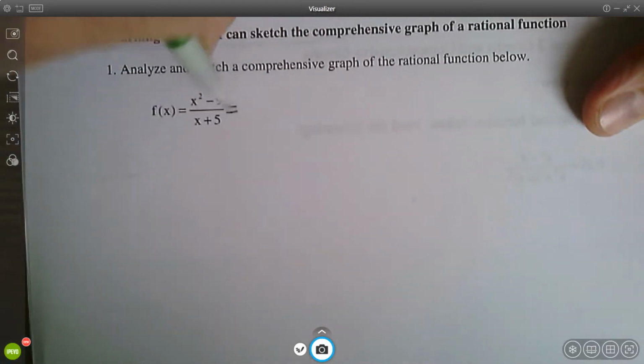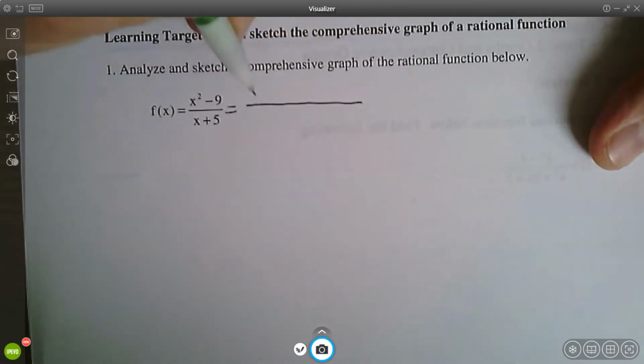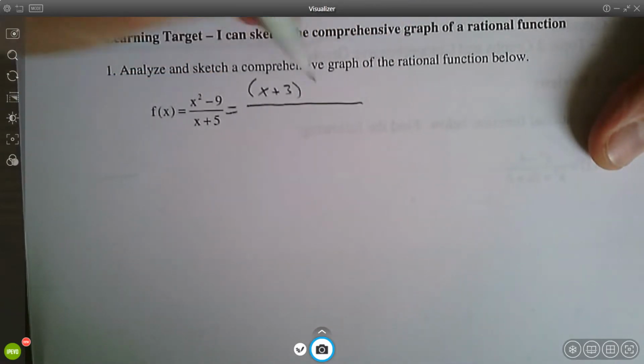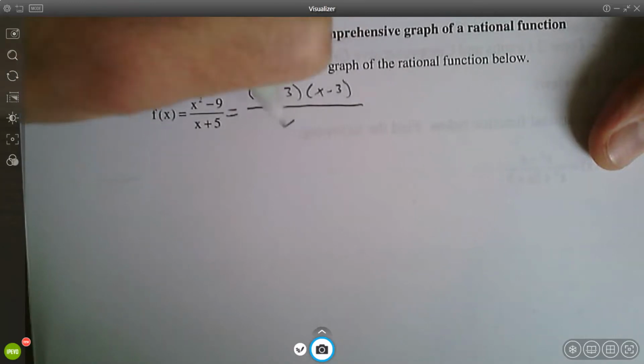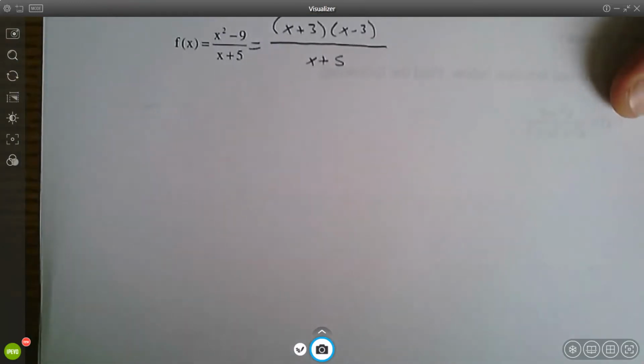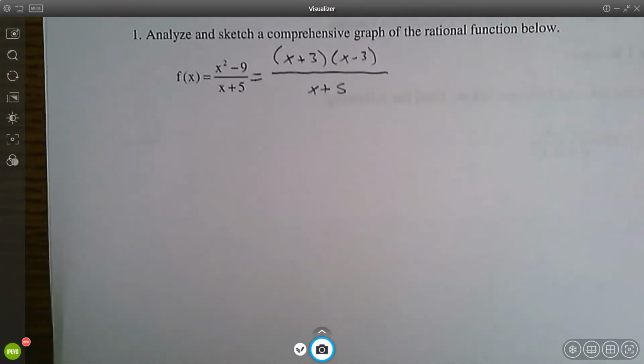As we did last class, on the do now, you're going to factor the numerator and the denominator and simplify if possible. There is nothing to simplify, so that's it. So coordinates of any deleted point.